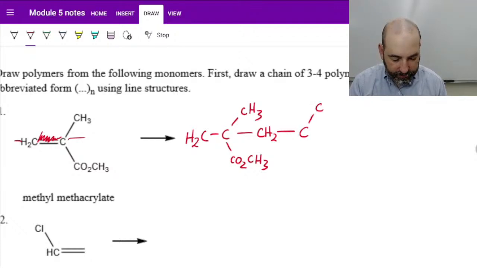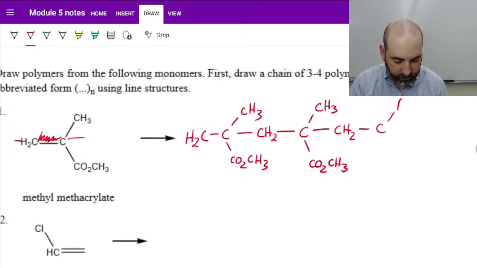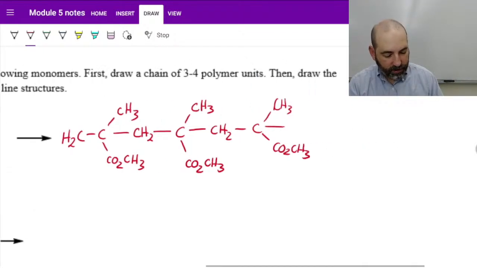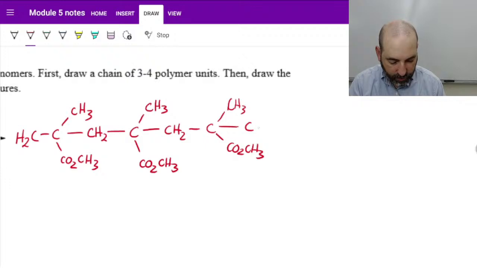Same thing here. And we'll keep going. All right, and that's about all I've got. Oh, I guess I have more room here. Do one more.